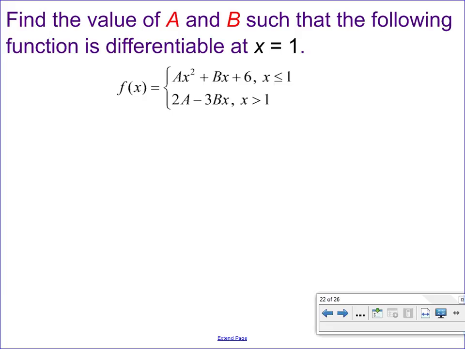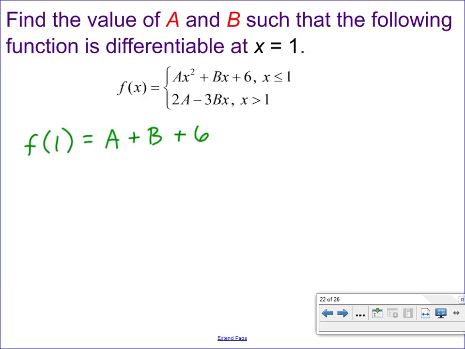So we want to do the function eval first. You told me f of 1 exists if my first equation produces an output when x equals 1, because that's less than or equal to. Yes? So we simply plug in 1 to my first equation, my top definition, and what do we get? A times 1 squared, we're getting a, plus b, a plus b plus 6. Is that what you guys are getting? That's f of 1? Yep. Great. We need that to equal the value of the overall limit.